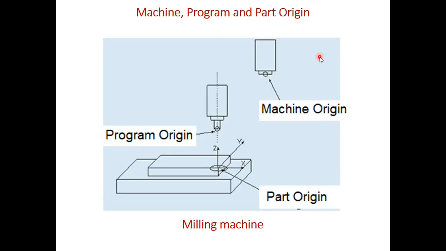Similarly, you can see on the next slide, this is the machine origin for a milling machine, very far away. And then you can see on this part we have defined the part origin, okay, and then the program origin. Once, let's say, it completes all the milling, your milling cutter will come to this position and stand.